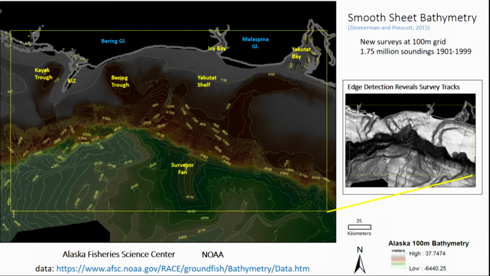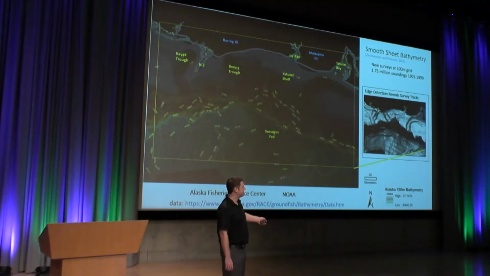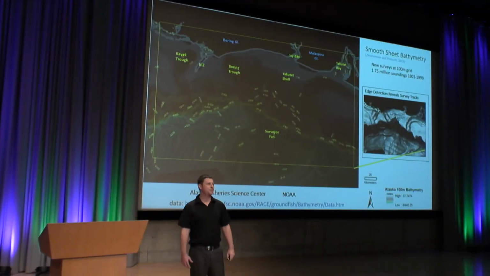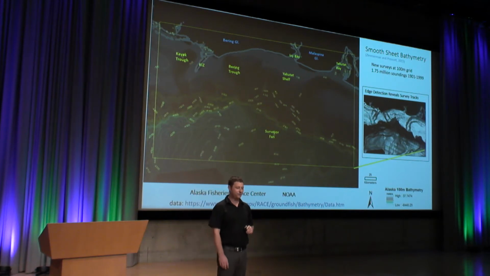This is the data set we ultimately selected by Zimmerman and Prescott, released in 2015. I ran edge detection on this data set. It looked pretty smooth, but we still identify the same features in the scans. And so this was a compilation of single beam, multi-beam, everything they could find, and regridded to 100-meter cell size.